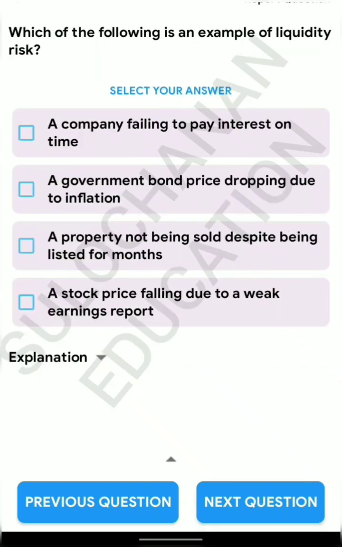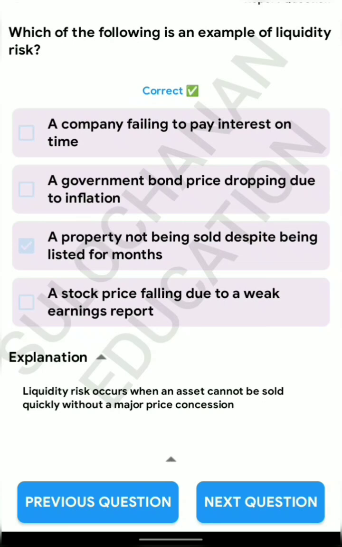Which of the following is an example of liquidity risk? Options are, and the correct answer is option C. A property not being sold despite being listed for months.